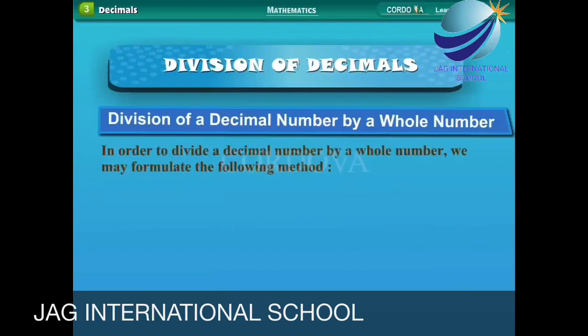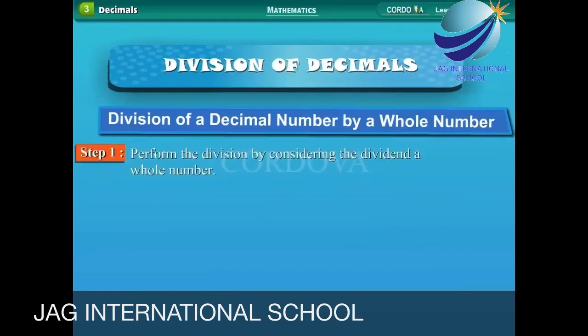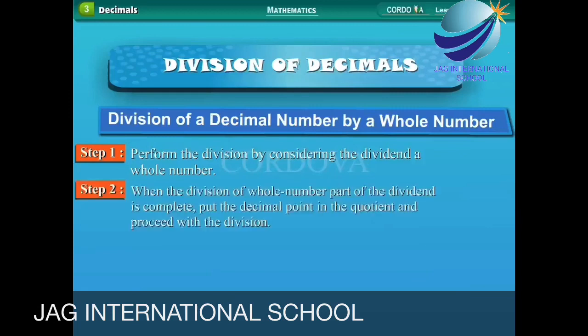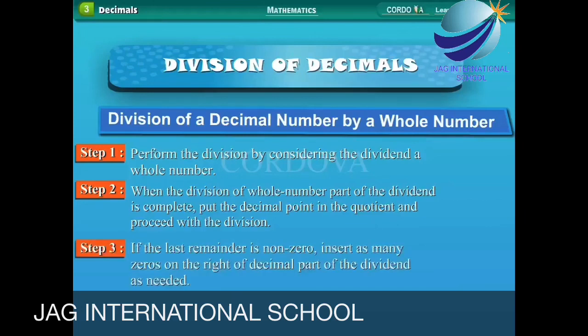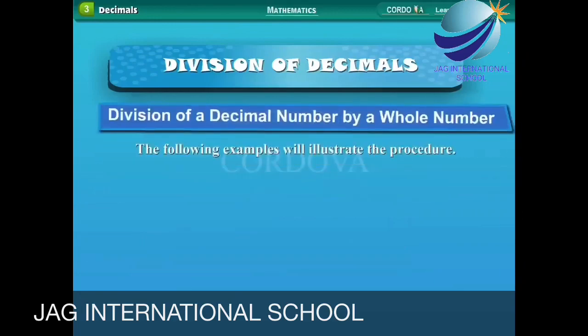Division of a decimal number by a whole number. In order to divide a decimal number by a whole number, we may formulate the following method. Step 1. Perform the division by considering the dividend a whole number. Step 2. When the division of the whole number part of the dividend is complete, put the decimal point in the quotient and proceed with the division. Step 3. If the last remainder is non-zero, insert as many zeros on the right of the decimal part of the dividend as needed. The following examples will illustrate the procedure.